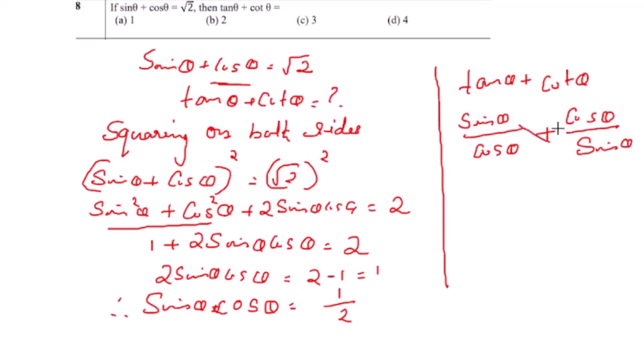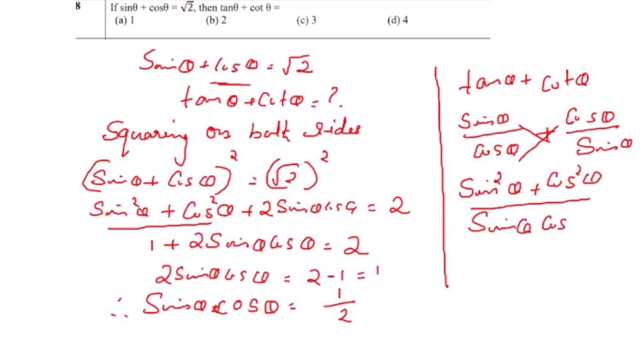Now you cross multiply like this. Find the LCM and add it. Sin theta by cos theta plus cos theta by sin theta is equal to sin theta into sin theta, which is sin square theta, plus cos theta into cos theta, which is cos square theta, upon sin theta cos theta. That is the LCM. Cos theta into sin theta is sin theta cos theta, but I have written it as sin theta cos theta. So what is sin square theta plus cos square theta? That is equal to 1.